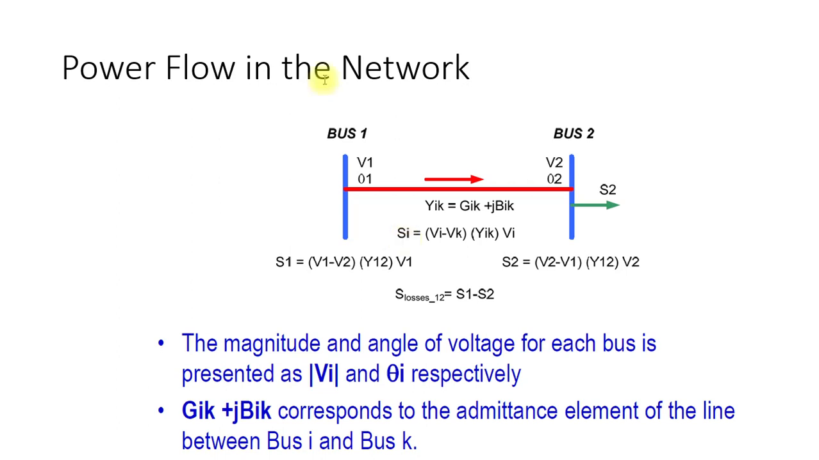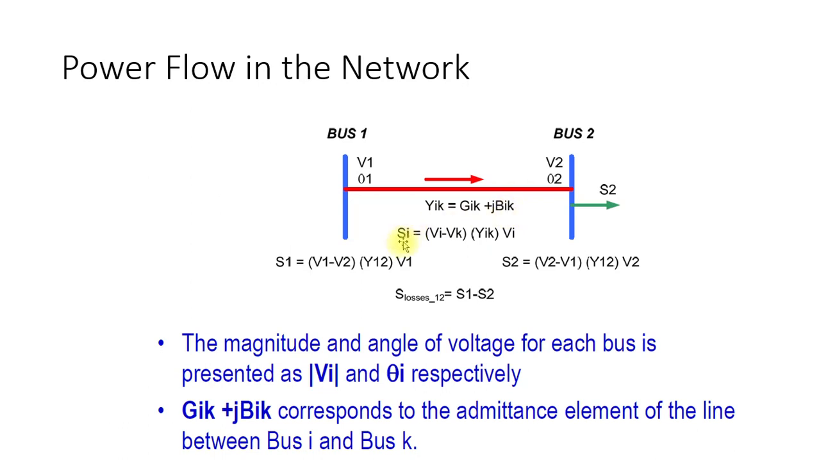Let's suppose we have two buses, bus 1 and bus 2. The voltage at bus 1 is known as V1. Similarly, the voltage at bus 2 is known as V2. The power coming out of bus 2 is known as S2. The line is given in the form of admittance Y, which is equal to the conductance of the line plus the susceptance of the line, G plus jB.